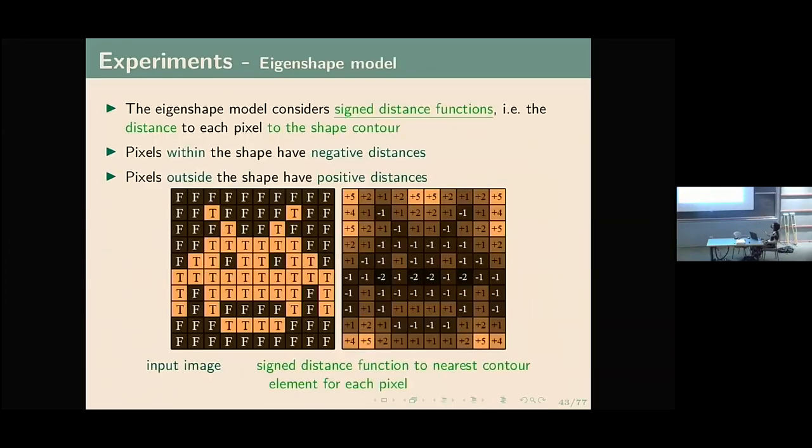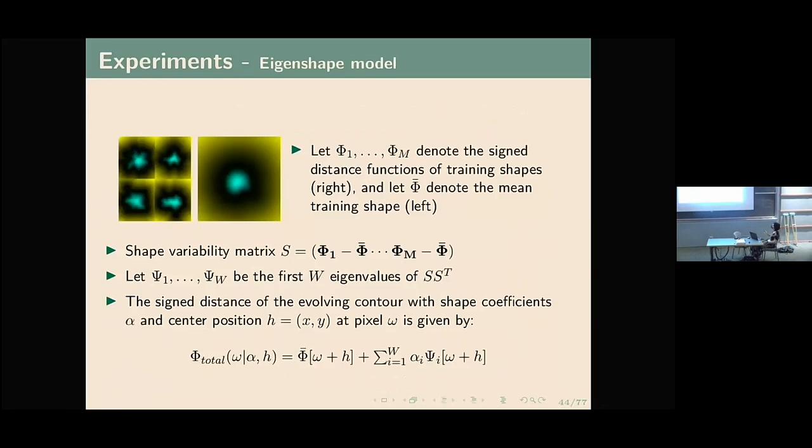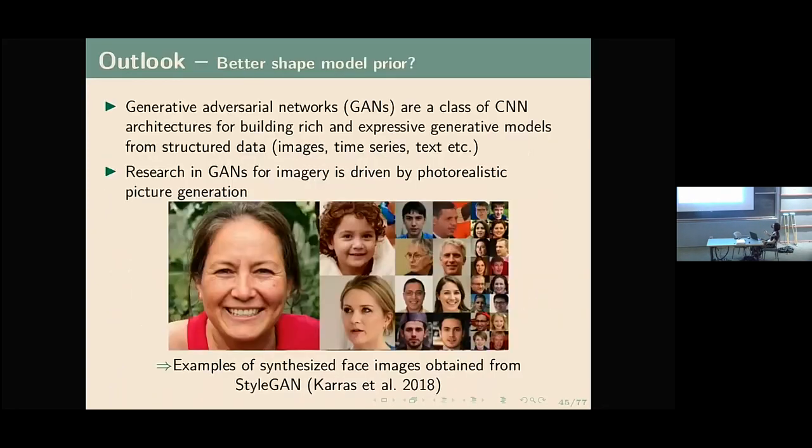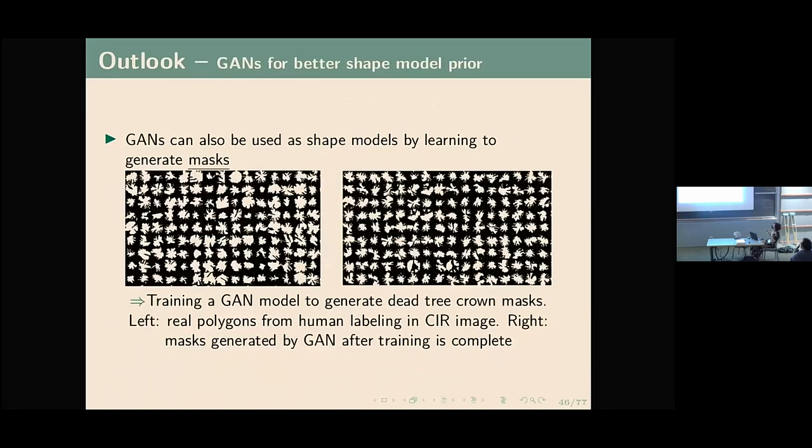Oh yeah, that's showing what the eigenshape model is using, space invaders, obviously, in case anyone's curious. So yeah, this is showing examples of synthesized space images from StyleGAN. So this is what it's usually used for, or an example of something it's usually used for. But we can also use it as shape models by learning to generate these masks.